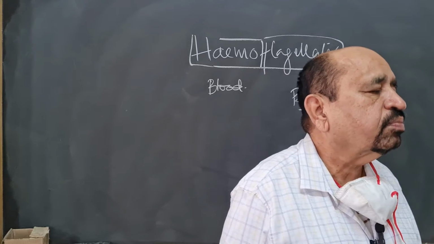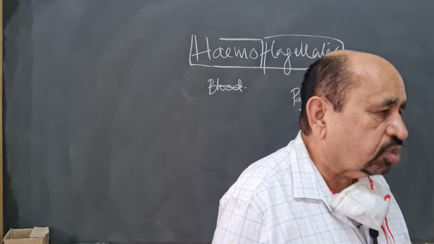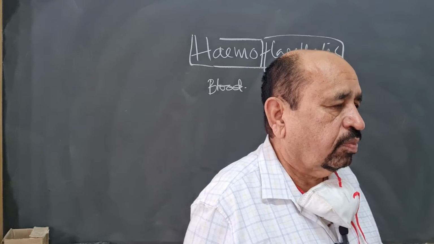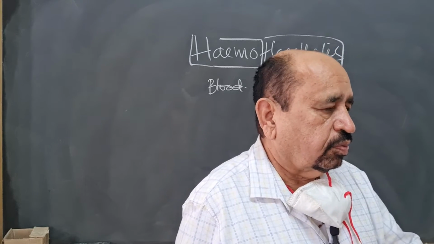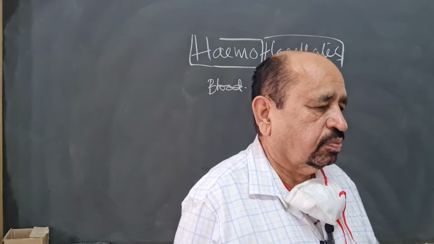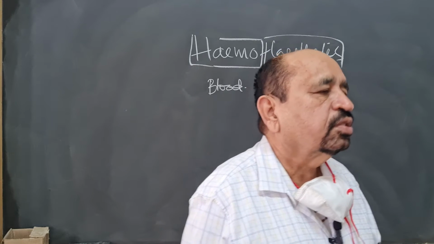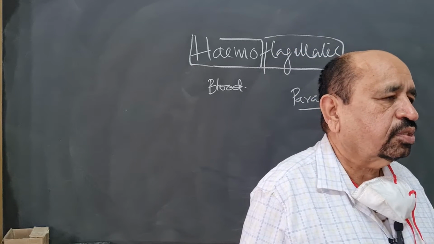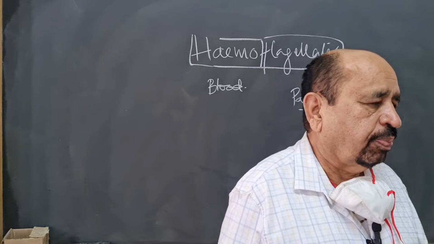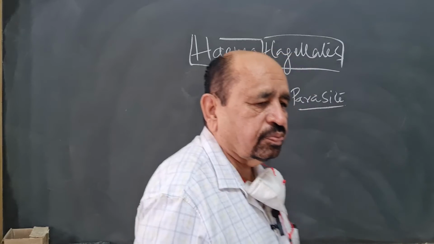Definition. What's your name? Ramdas Naik. Which place you come from? Kuppam. What is the definition of parasite? You know, Gangadhar, no? Your name. Your place, where you come from? Kuppam. Okay.